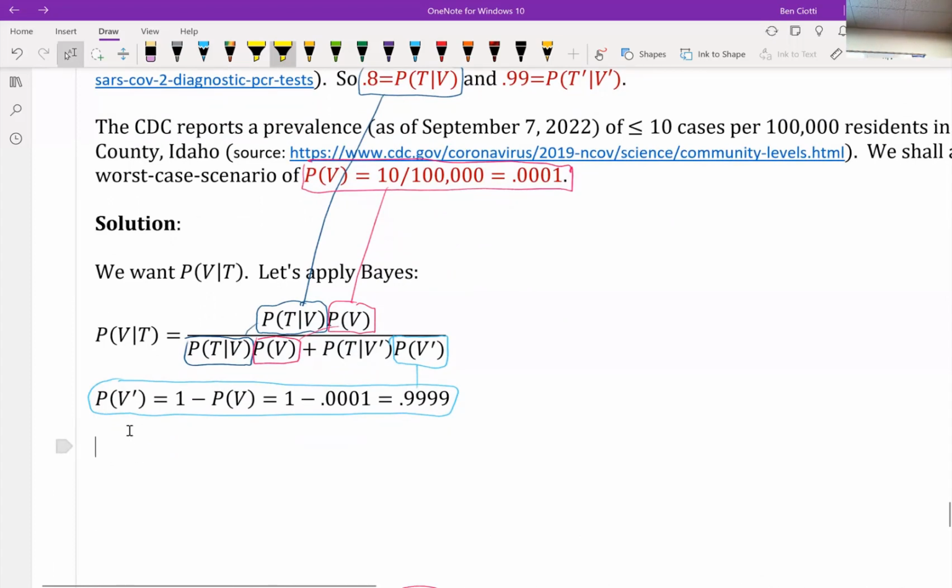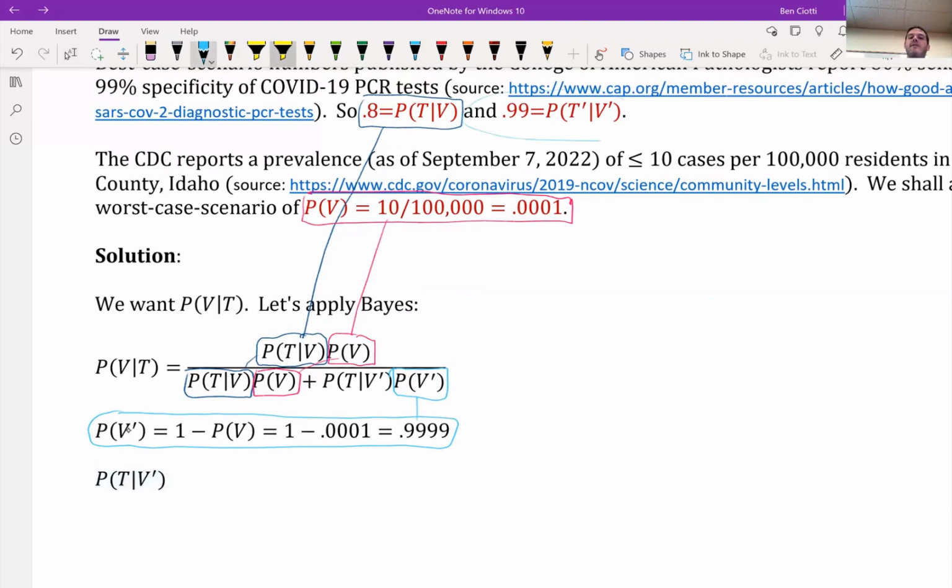Pay close attention because this is the hardest part of this whole problem. And you're going to run into something similar on the homework. Pay very close attention. How do I get P of T given V prime? I don't know what it is. I'm not given it. What I am given is the true negative rate. How does that help though? Because right, we haven't used this 0.99 number yet.